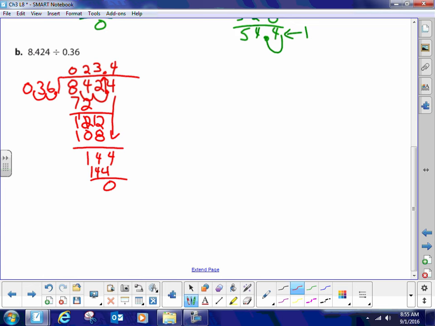Excellent. All right, and we check our work. We always check our work. 23.4 times 0.36. 4, carry the 2, that's 18, 20, carry the 2, that's 12, 13, 14, 0.